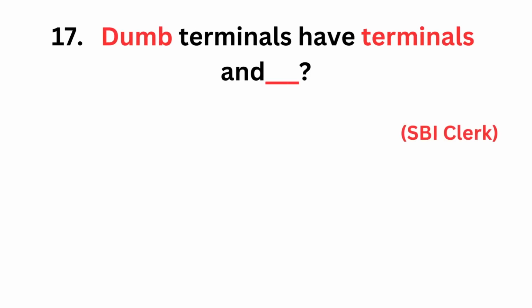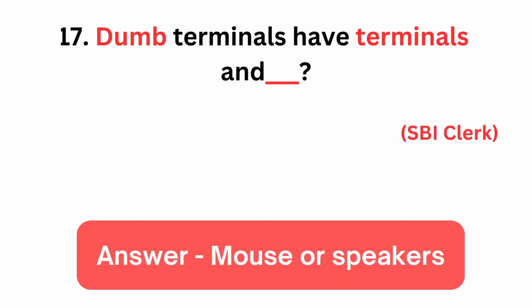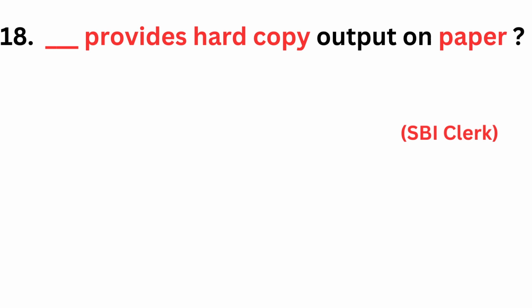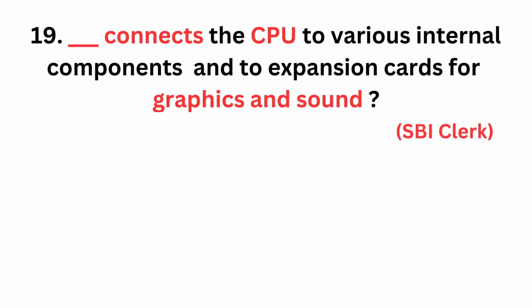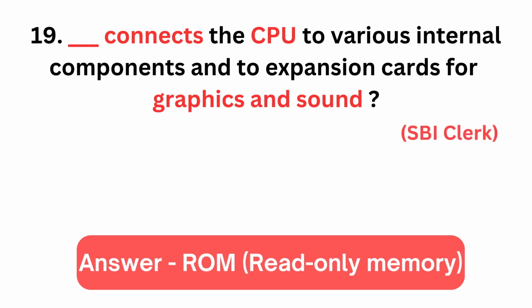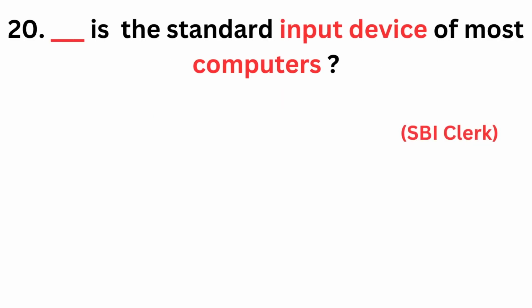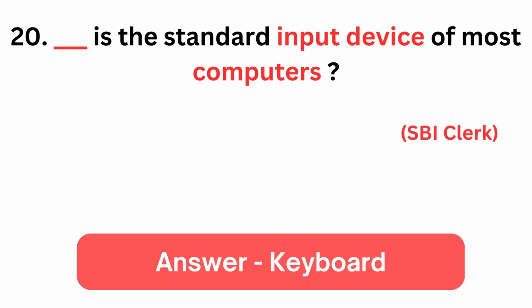Dumb terminals, intelligent terminals, and what? Mouse or speakers. What provides hard copy output on paper? Printer. What connects the CPU to various internal components and to expansion cards for graphics and sound? ROM, read-only memory. What is the standard input device of most computers? Keyboard.